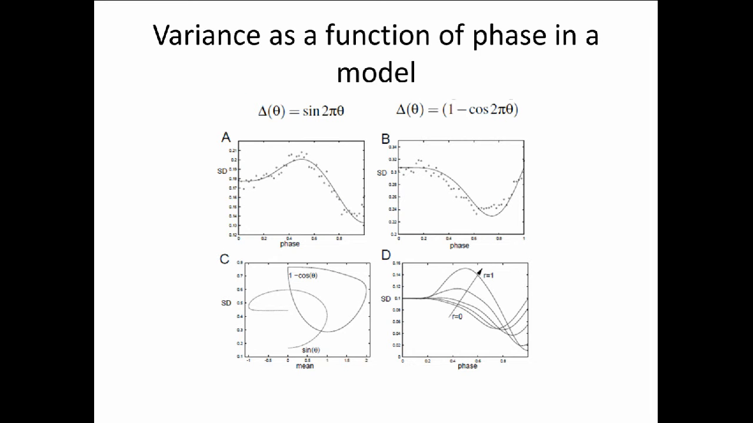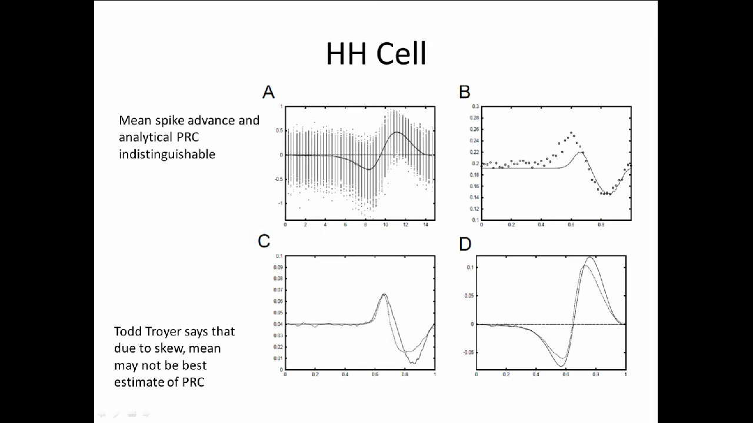In this figure, Bard took some canonical model neurons and calculated the phase response curve and the variance of the phase response curve directly from the model, where he uses the phase response curve as a sine function in the left column and 1 minus a cosine function in the right column, and then shows that the variance calculated as a function of the phase is actually quite well predicted from the model in the solid line compared to the dots, which are measured numerically from simulations.